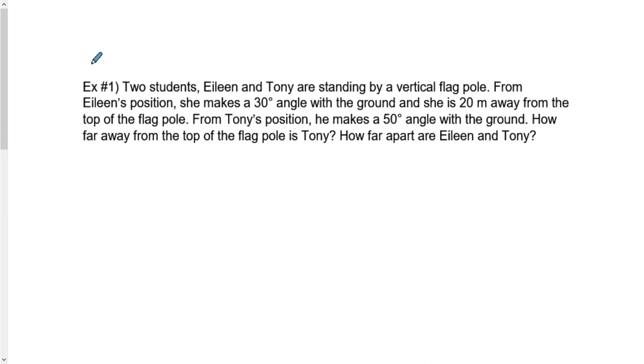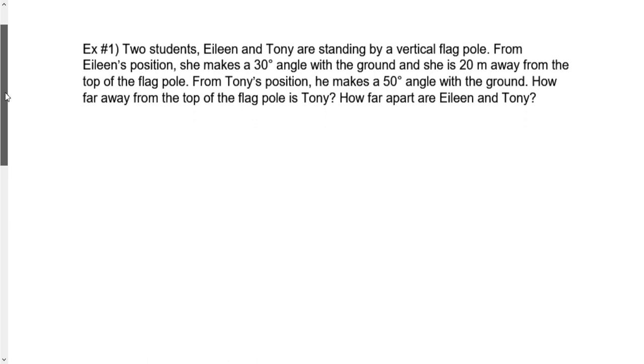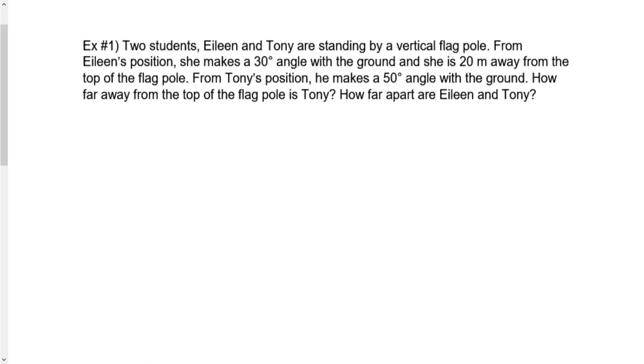Two students, Eileen and Tony, are standing by a vertical flagpole. From Eileen's position, she makes a 30-degree angle with the ground, and she is 20 meters away from the top of the flagpole. From Tony's position, he makes a 50-degree angle with the ground. How far away from the top of the flagpole is Tony? And how far apart are Eileen and Tony? So let's check it out.